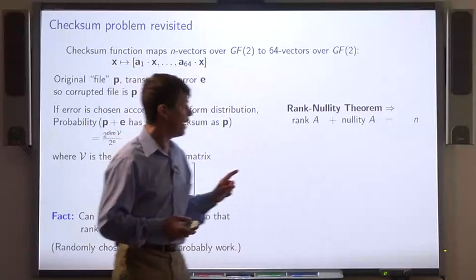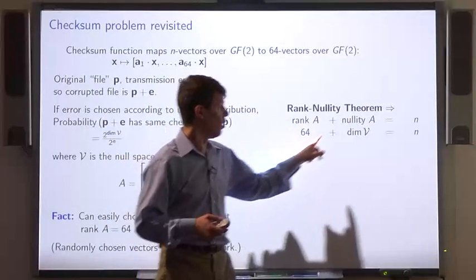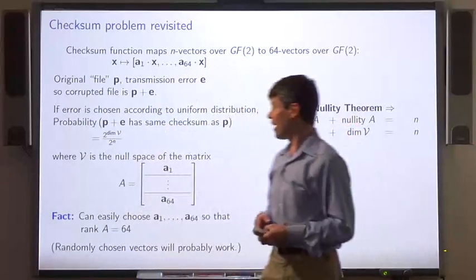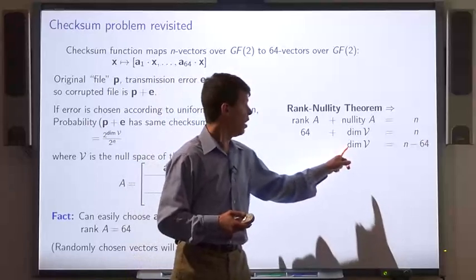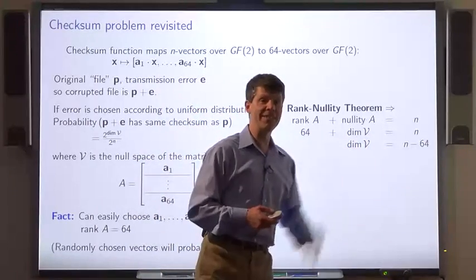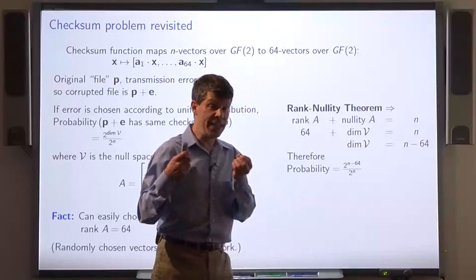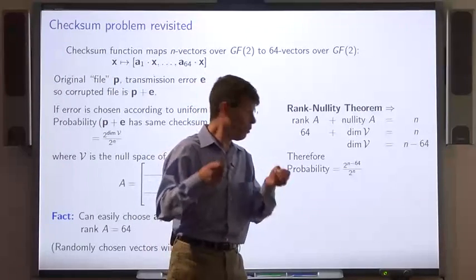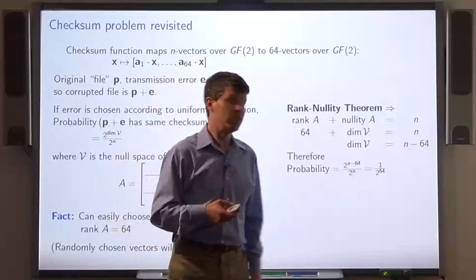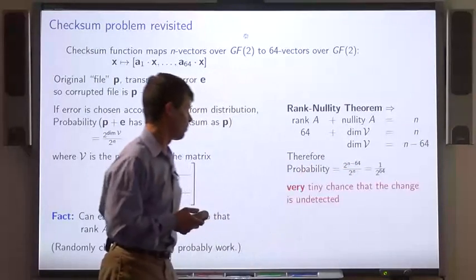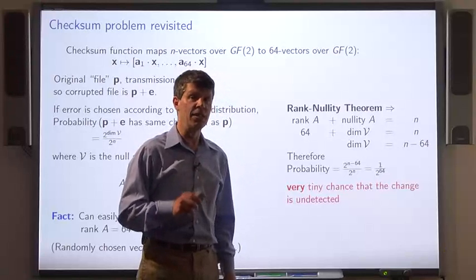Now, the rank nullity theorem tells us the rank of A plus the nullity of A equals n. Now, the rank of A, we said, was 64. The nullity of A is the dimension of this vector space V, the null space of the matrix. So that's equal to n. And that shows that the dimension of V is n minus 64. Plugging that into our formula, we get that the probability that the corrupted file has the same checksum as the original file is 2 to the n minus 64 divided by 2 to the n, which is 1 over 2 to the 64, a tiny, tiny number. So there's a very tiny chance that a random change will go undetected by the checksum function.